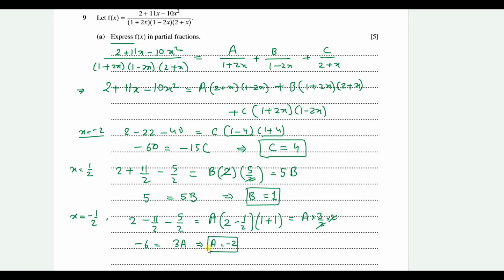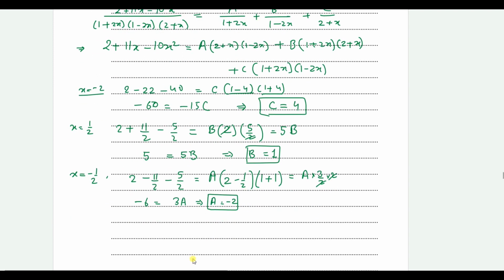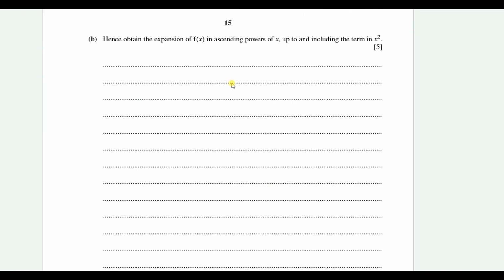Now we got all the constants A, B, C, hence the partial fraction of this f(x) we can write as minus 2 over 1 plus 2x plus 1 over 1 minus 2x plus 4 over 2 plus x. I hope it is clear. This is the partial fraction of the given function. Let's do the b part of it.